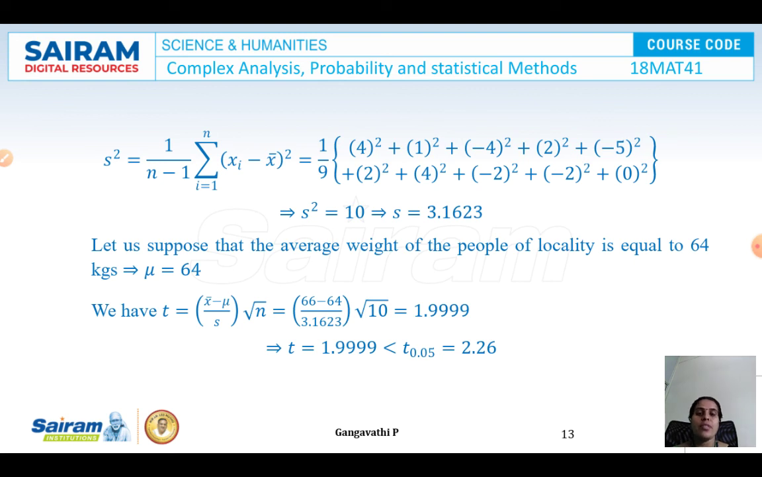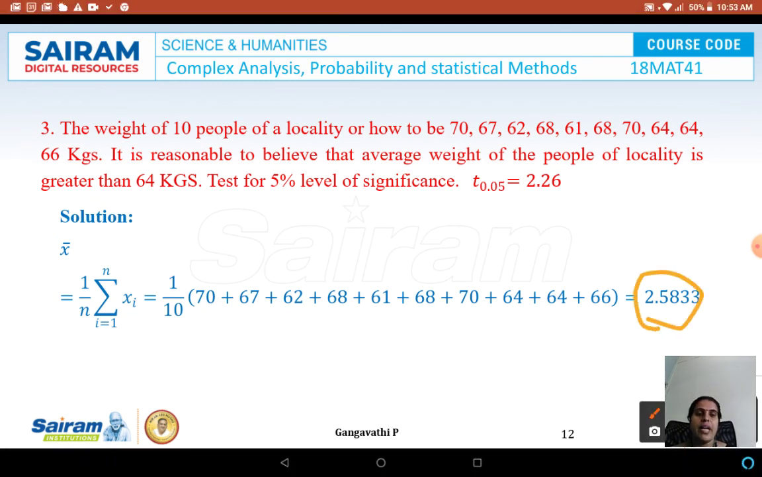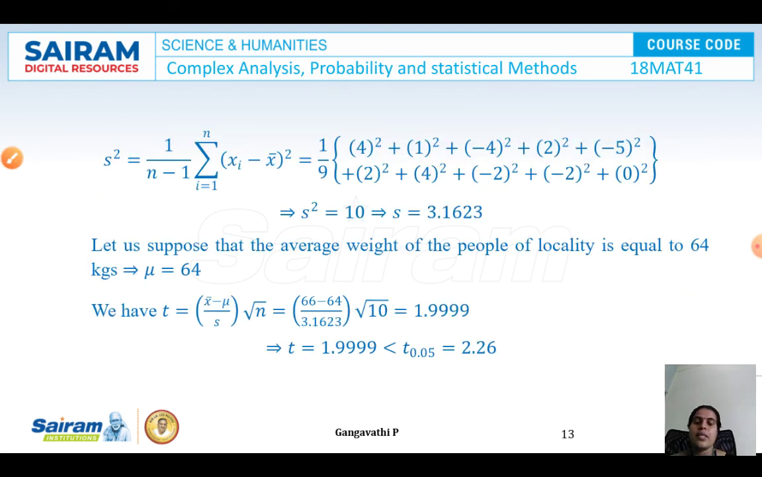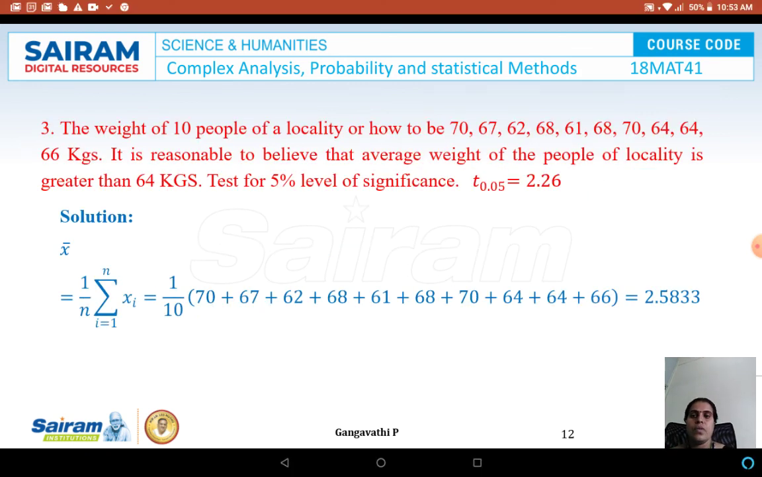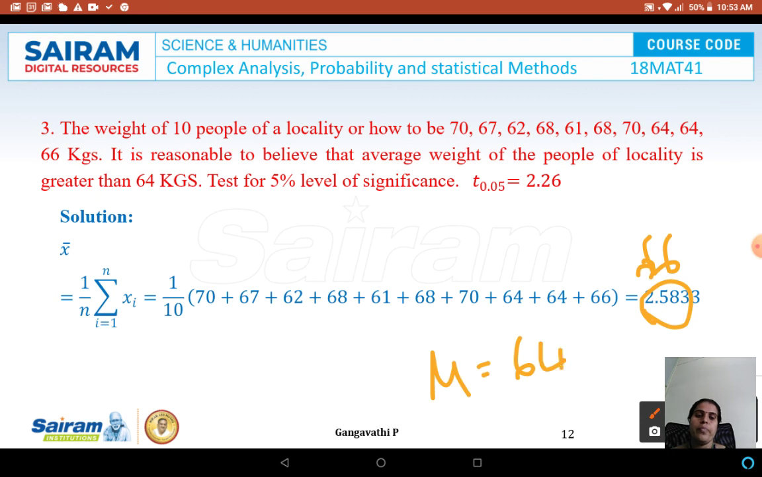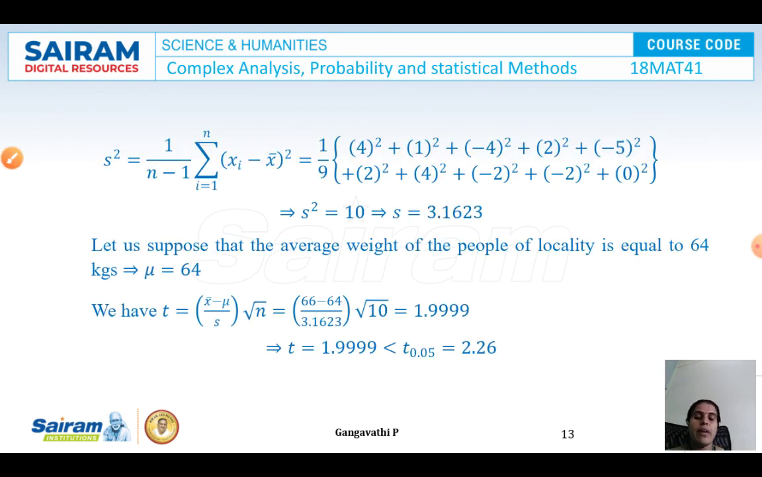Therefore, the hypothesis is accepted. And there is a small correction here. The x bar value is 66. So here you can make it as 66, and the average weight, that is mu, is given as 64. So with this correction you can proceed to find the value.